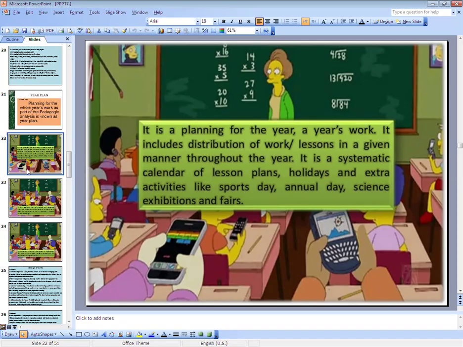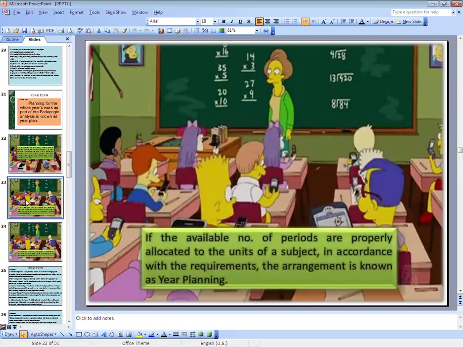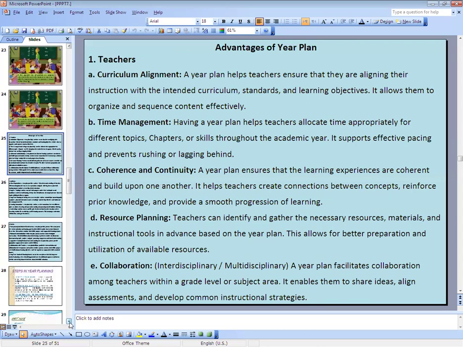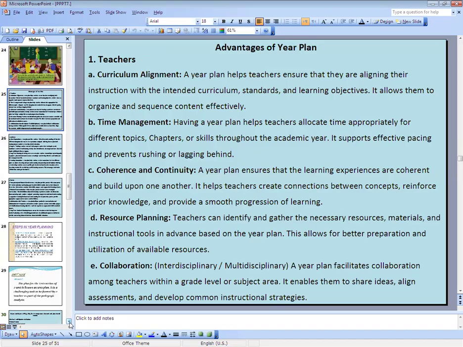These are all the definitions. Now coming to the advantages, you all know what is the advantage of the year plan. First of all, curriculum alignment will be there. Year plan will help the teachers to ensure that they are aligning their instructions with the intended curriculum, standards, and learning objectives. So this will allow them to organize and sequence the content effectively.